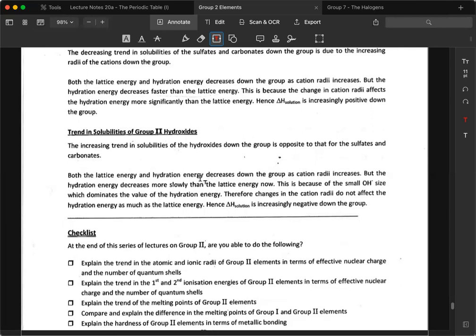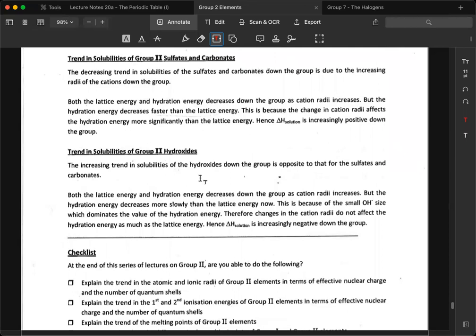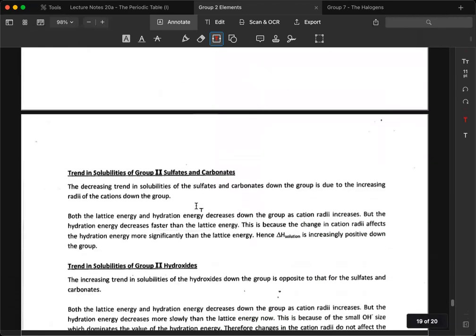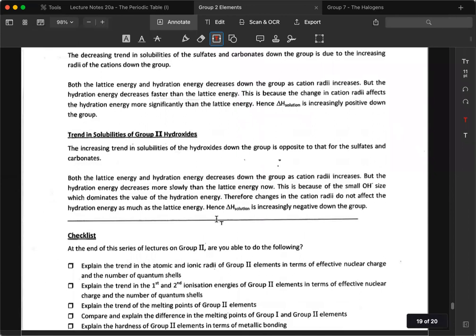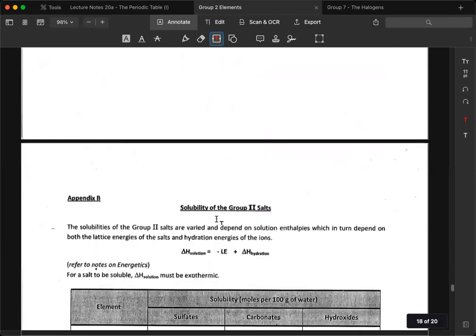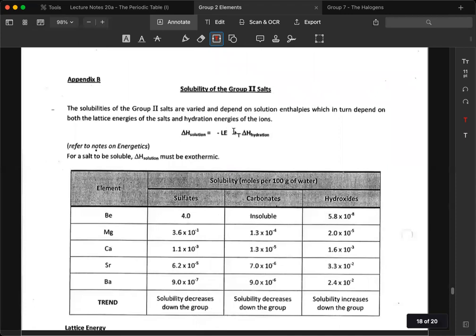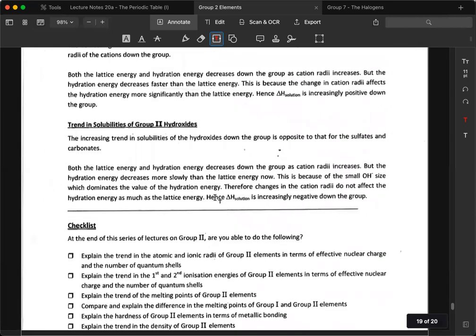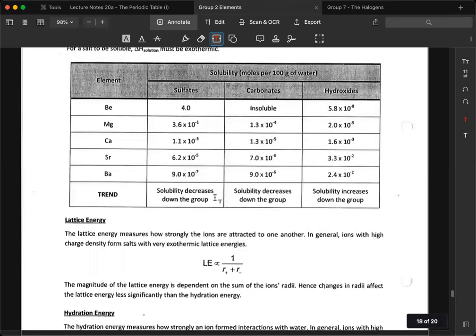By right, both will decrease, but the decrease of hydration energy is slower because the OH minus size is very small. So the change in hydration energy is not very big. So this one is larger, this one is smaller. So overall, the enthalpy change of solution should be more negative, more lattice energy. Yeah, more negative. So increasing negative.